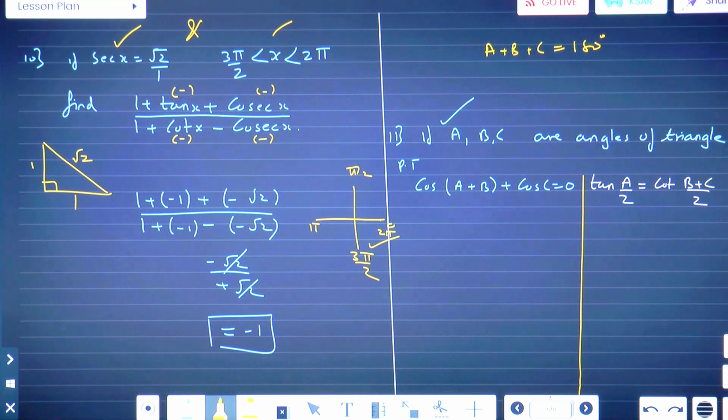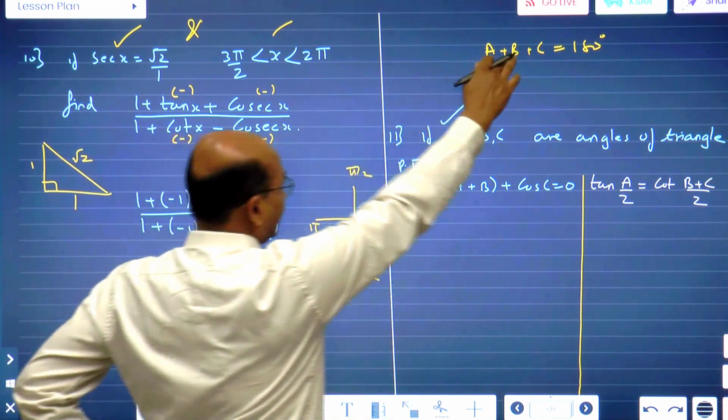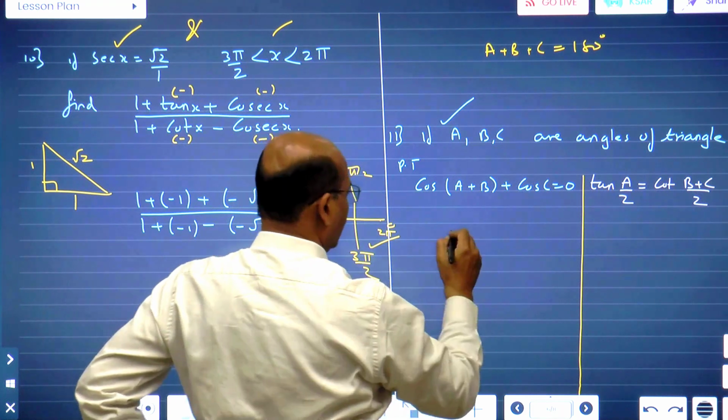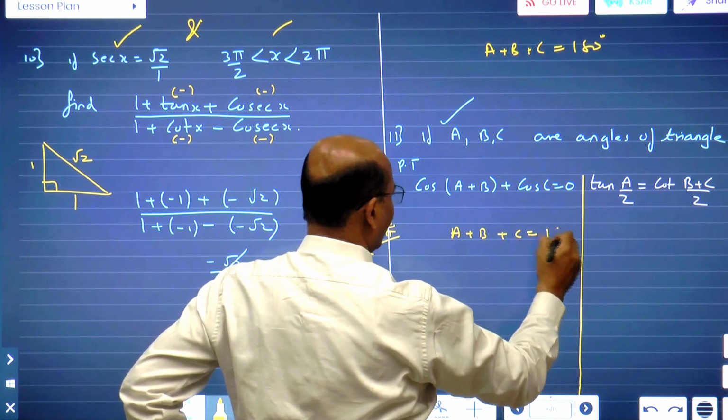Think over it. Okay, I will get the proof. A, B, C are the angles of the triangle. So, what is given I will write down here. A plus B plus C is equal to 180 degrees.